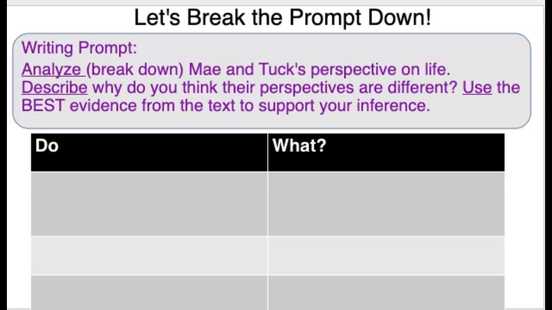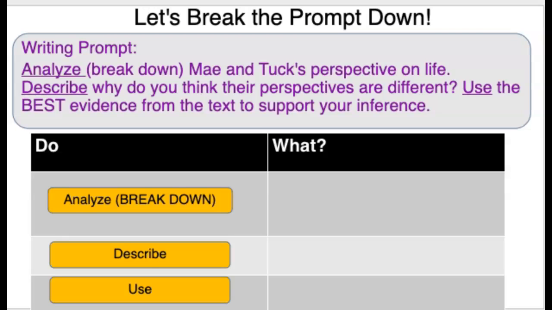So first, let's break this prompt down quickly. We need to figure out what is the task you are being asked to do. We'll use a Do What chart. So first, let's start by listing all of the verbs or action words under the Do column. Awesome. So we are being asked to analyze or break down, describe, and use. But now we need to figure out, what are we doing with each verb? What are we analyzing? What are we describing? And what are we using?